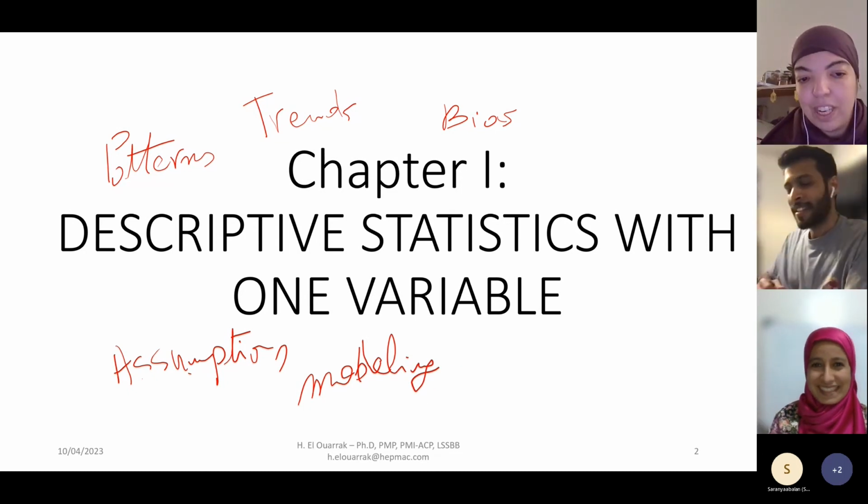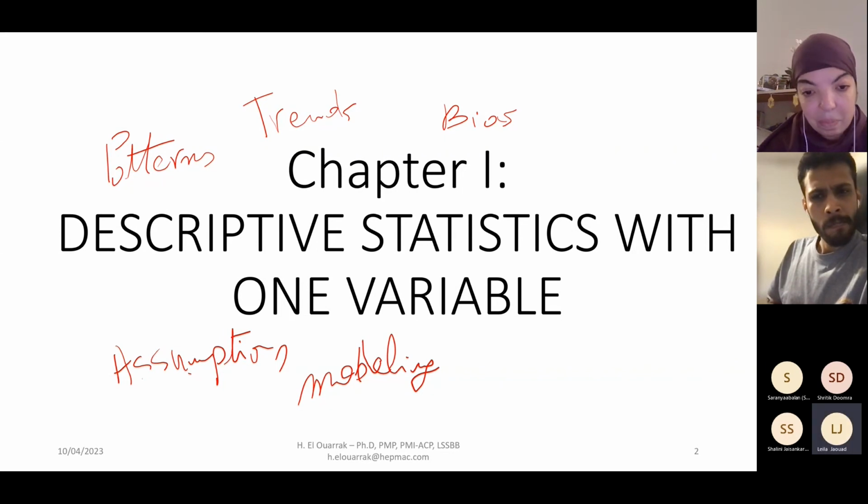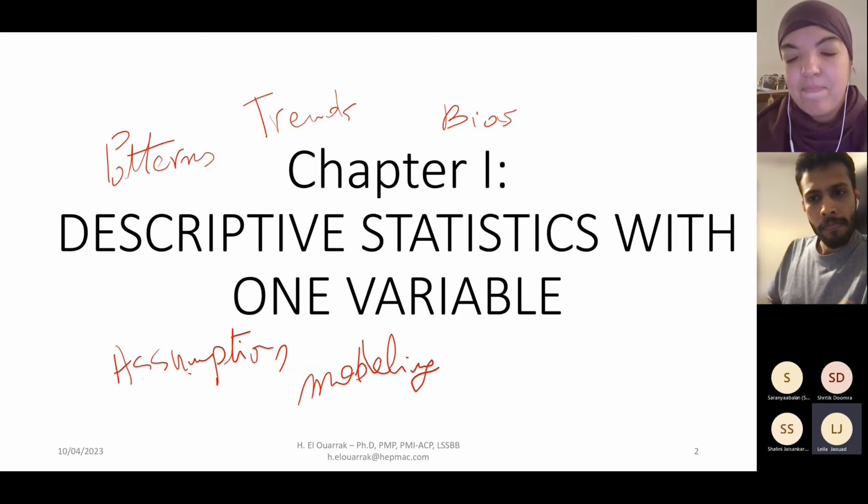So, verifying assumptions, modeling. Anything else for you? I think it's a tool to analyze raw data, which may be not clear, maybe.